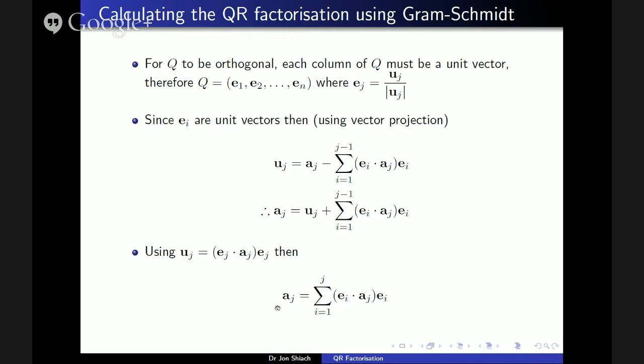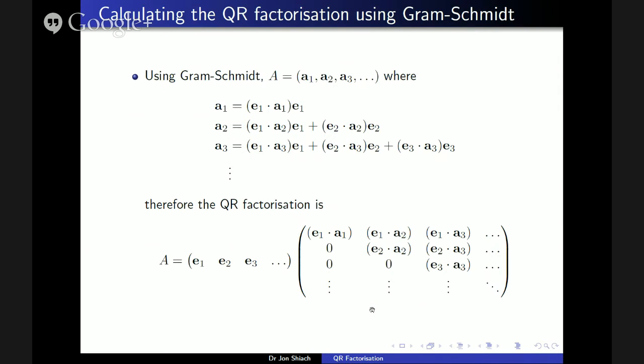So at the end of the day, we've simplified things significantly. We've got our AJ, which is what we started with, equal to the sum of a dot product times our unit vector. Therefore, using Gram-Schmidt, we can write it as this.